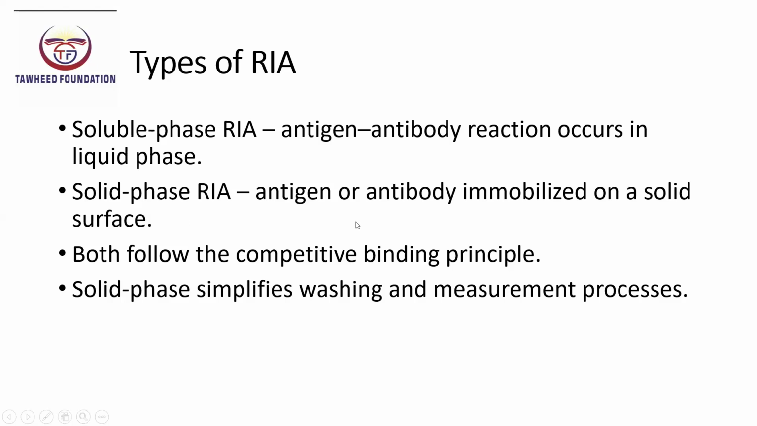Solid phase RIA: in this variant, either the antigen or the antibody is immobilized on a solid support such as polystyrene beads or microtiter wells. Immobilization simplifies subsequent steps such as washing away unbound materials and measuring bound radioactivity. So both types follow the same competitive binding principle, but the solid format offers greater practicality, reproducibility, and ease of handling, which is why it became the preferred method in diagnostic laboratories.